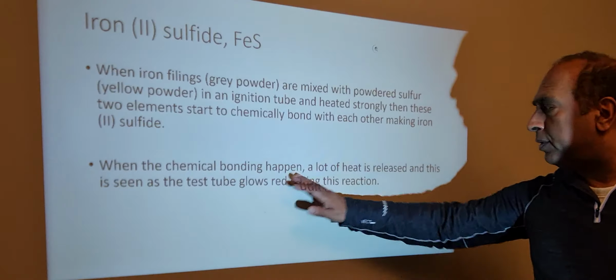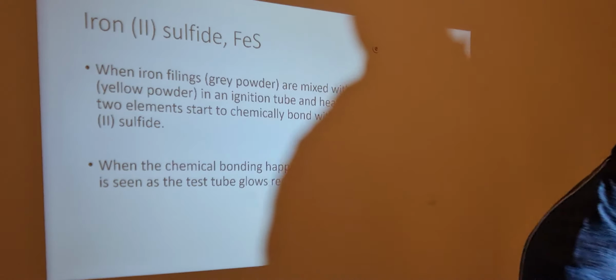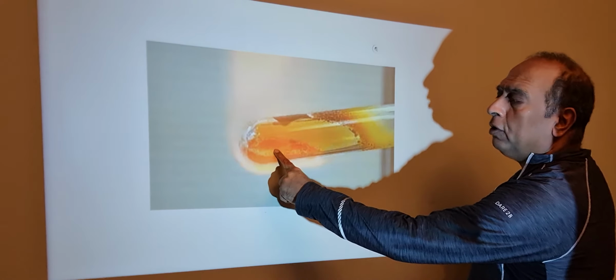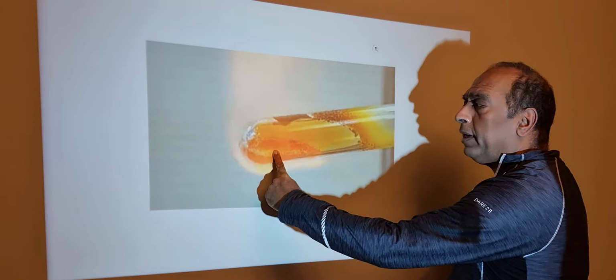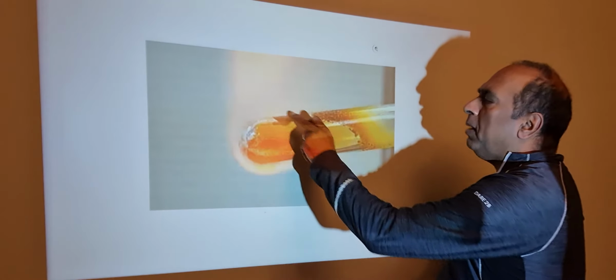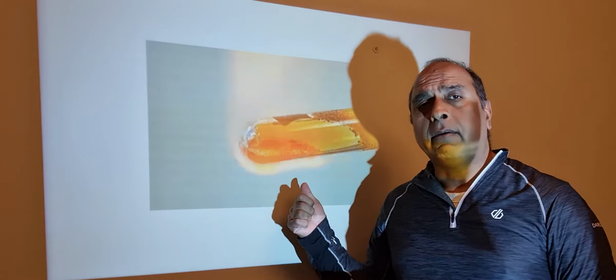As the chemical bonding happens, a lot of heat is released, and this is seen in the test tube as it glows red during the reaction. I think I've got a photo. There. This is glowing red. That's where the sulfur is joining the iron to make the iron(II) sulfide. The yellow you can see is sulfur powder, and the grey you can see may be some iron powder that you started with. But overall, we're left with a lump of iron sulfide, which is a new compound, made from those two elements, iron and sulfur.